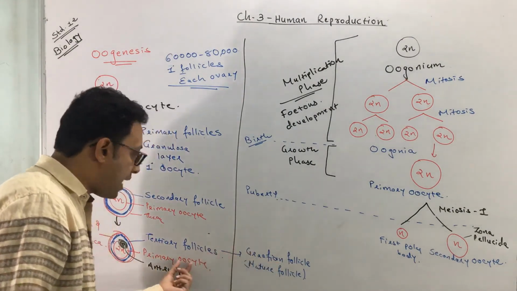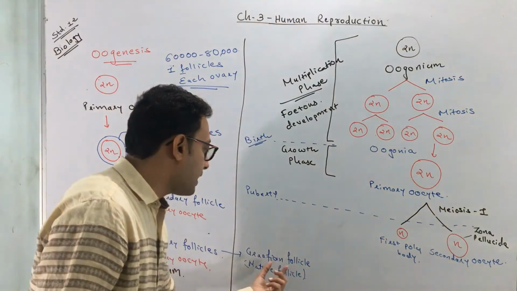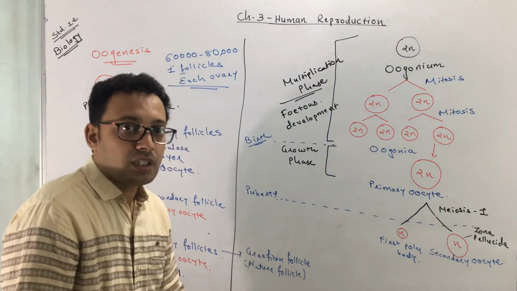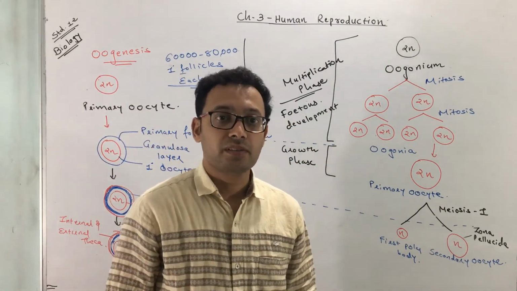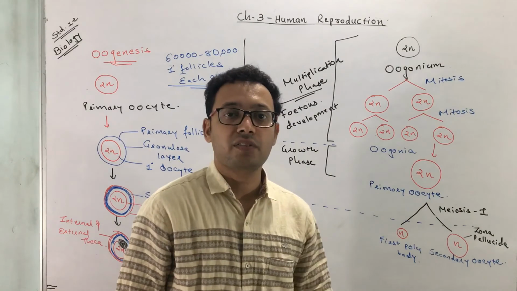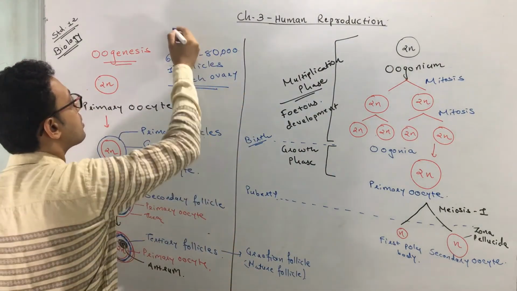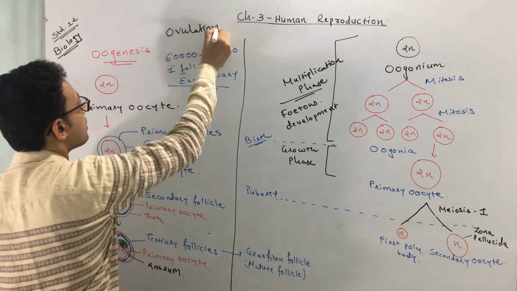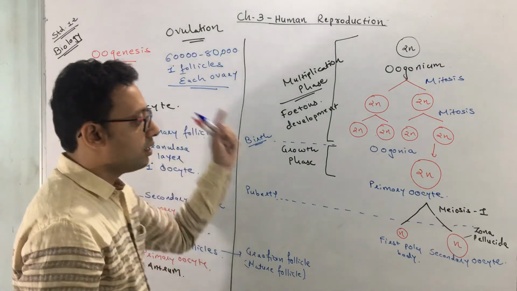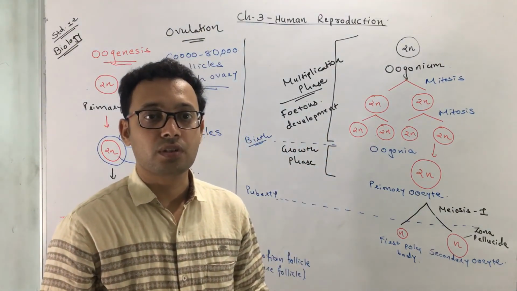During this time, the primary oocyte converts to a secondary oocyte. Now when the Graafian follicle ruptures, the secondary oocyte which is present in it also gets broken down, and that leads to a liberation of a secondary oocyte. This process of liberation is called ovulation. The process of release of this secondary oocyte is called ovulation.